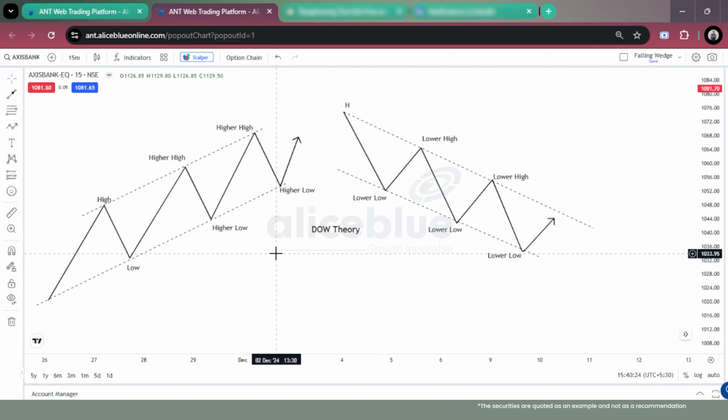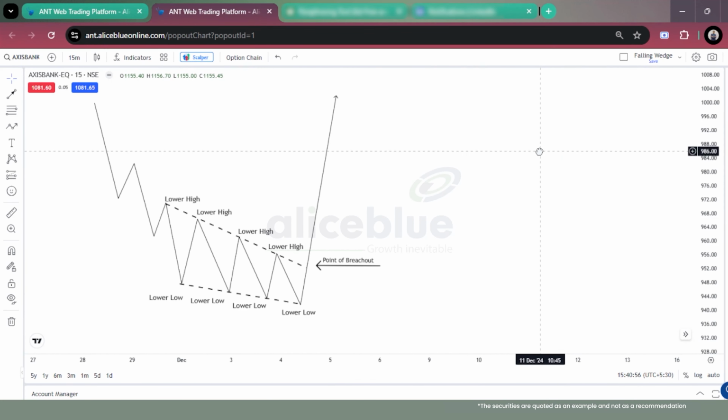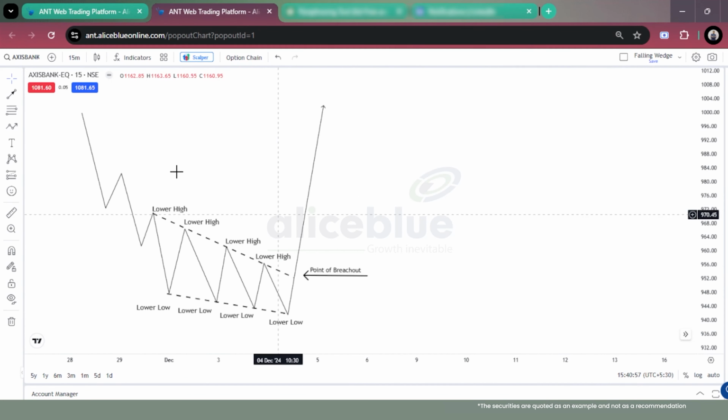Similarly, in a bearish trend, the highs and lows form in a way that the current highs are lower than the previous highs and the current lows are lower than the previous lows. This is how Dow theory functions. In the falling wedge pattern, the Dow theory plays a significant role. We can observe a formation of lower lows and lower highs in this pattern.